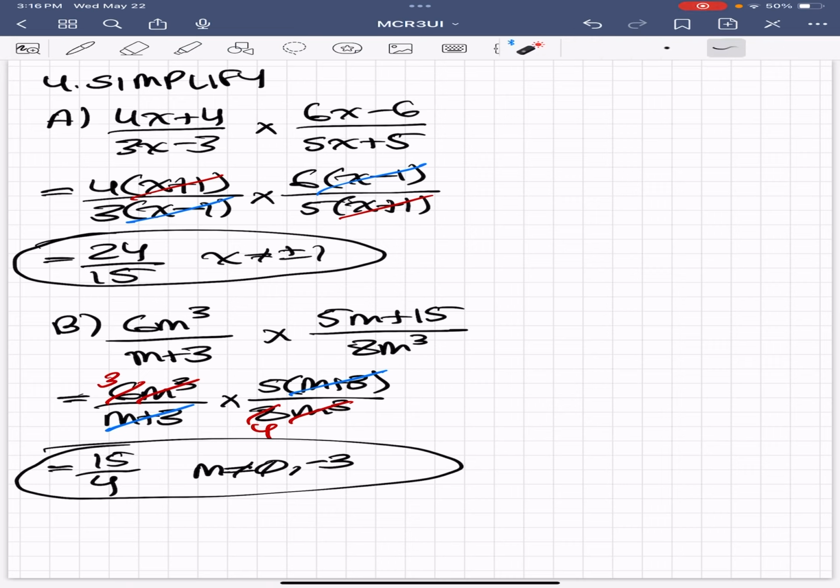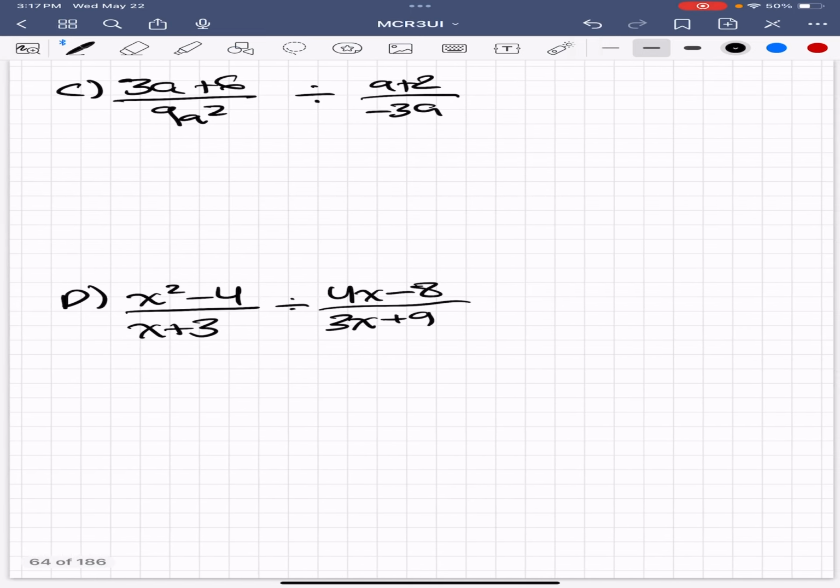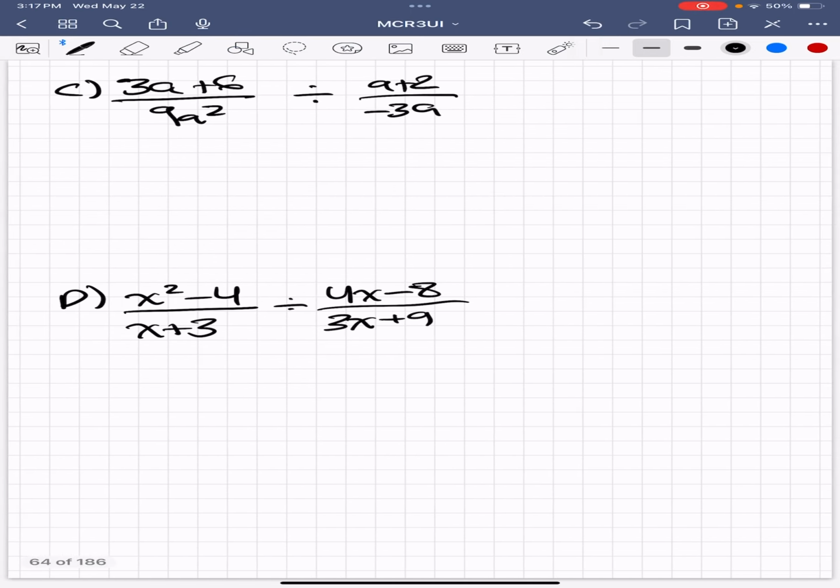Because we had an m plus 3 on the bottom, if m was negative 3, m would equal 0. And we can't have that. And then we have 8m to the power of 3, meaning m cannot equal 0. Moving on. This is a division statement.